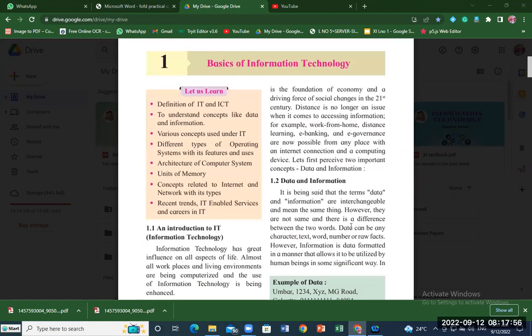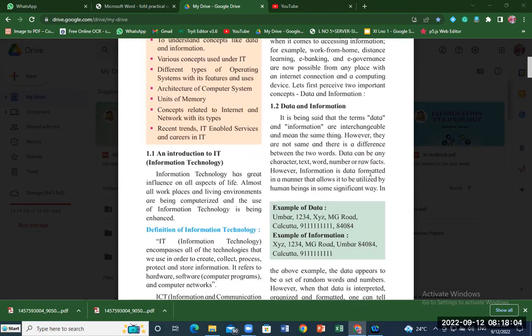Let's first perceive two important concepts. What are the two important concepts? Data and information. Now, many people will say data is the same as information. No, these are similar to each other, but they have a difference. It is being said that the terms data and information are interchangeable and mean the same thing, right? It has been said that I can interchange them because they are the same if we just think of it. However, they are not the same and there is a whole lot of difference between these two words.